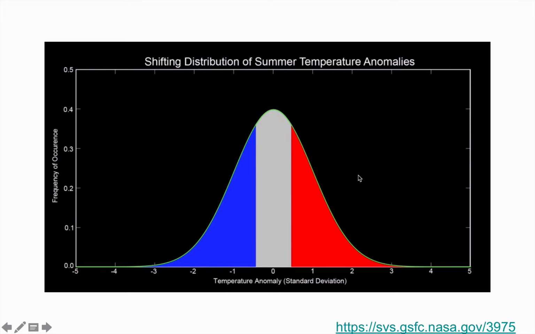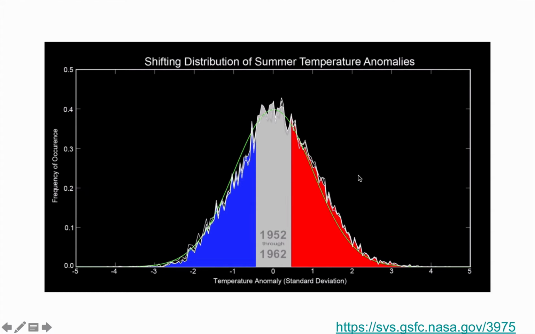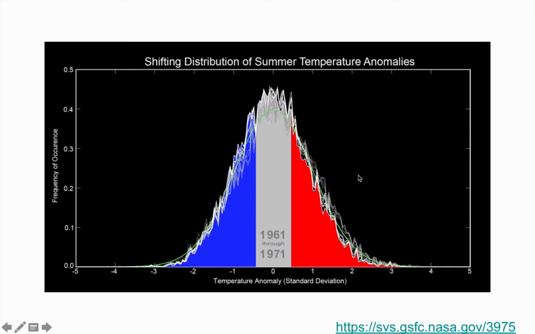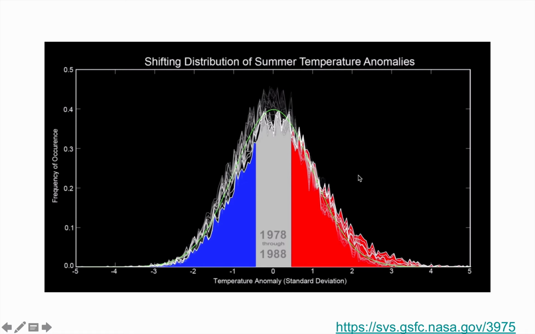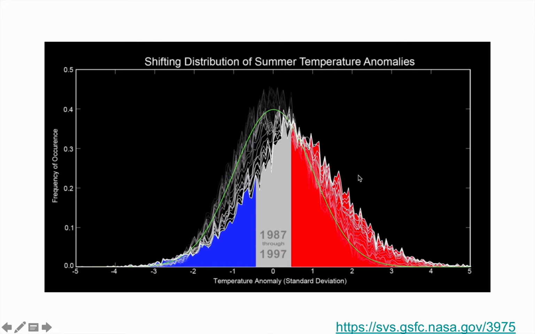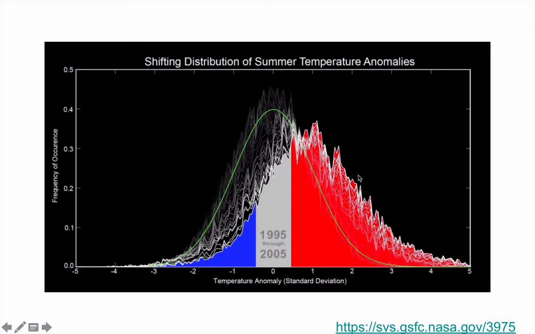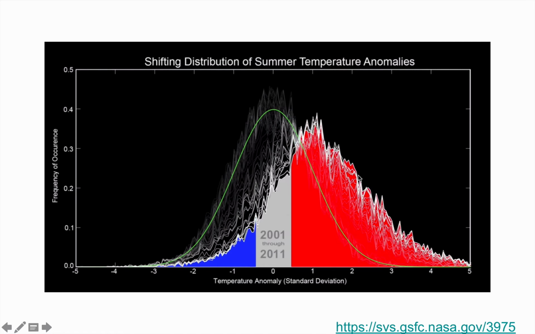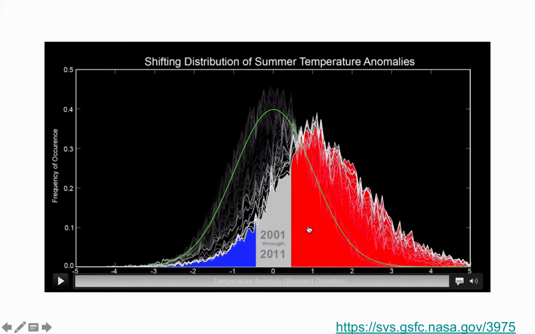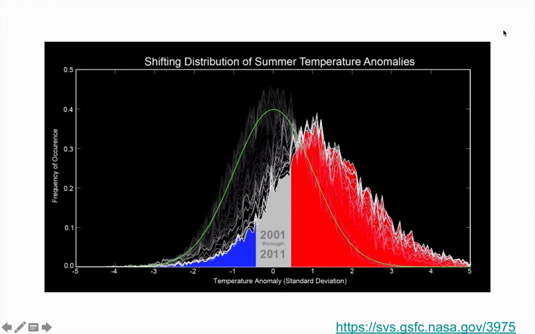Let me give you another example of this. When we think about what happens when climate changes, check out this animation. What you're looking at here is a distribution of summer temperatures, and we're sliding a 10-year window from the 1950s all the way to the 2000s. You see, when the distribution shifts like it's doing here, where the mean, the median, and the mode, or the shape of the distribution itself is changing, that's an indication of climate change.